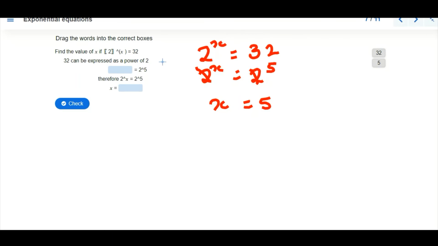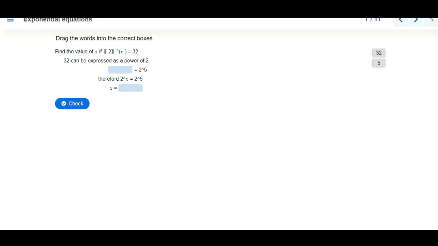Now we are going to be doing the activities based on the solution that we have been given, which is x equals 5. So let's try and rearrange the activities. Let's drag the correct value into it and let's see what we have.